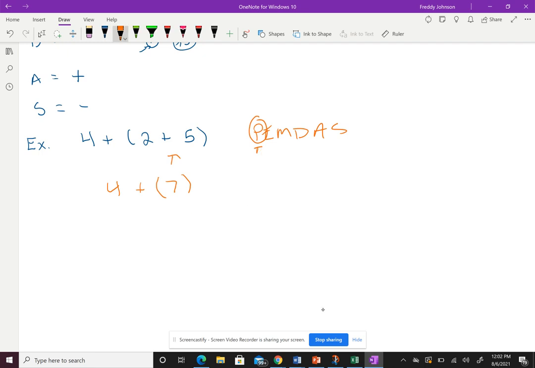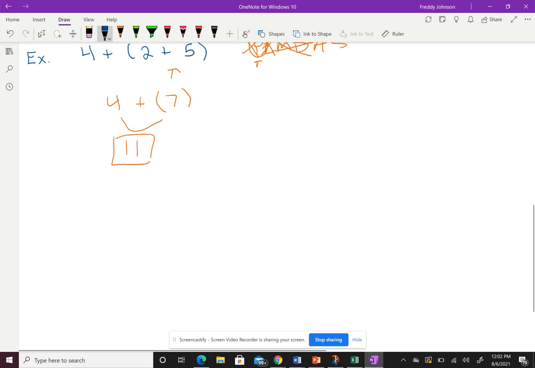Okay, I can't do anything inside those parentheses, so then I move to exponents. Any exponents? No. Any multiplication or division? No. Any addition or subtraction? Yeah. 4 plus 7, that's 11. Okay, that one's pretty easy. All right. So obviously, we're going to get a little bit harder. And let's take a look.